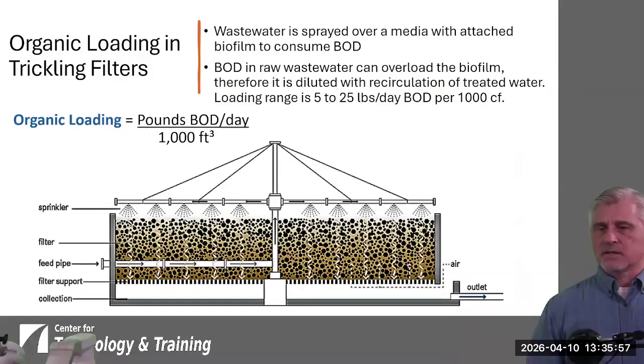Now, in trickling filters, you can't have too much BOD, and you have to have enough water. If the flows are too high, you have the chance that you'll scour the biofilm off of the media. So it's important that for BOD, the loading range is 5 to 25 pounds per day of BOD per 1,000 cubic feet of media. So here's our organic loading: it's equal to pounds of BOD per day divided by 1,000 cubic feet.